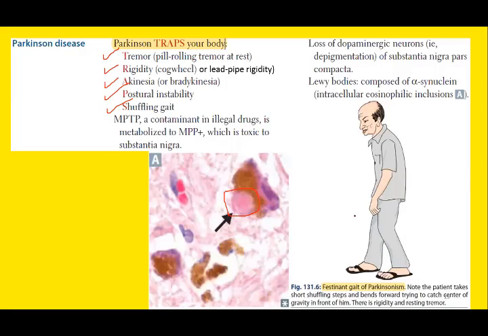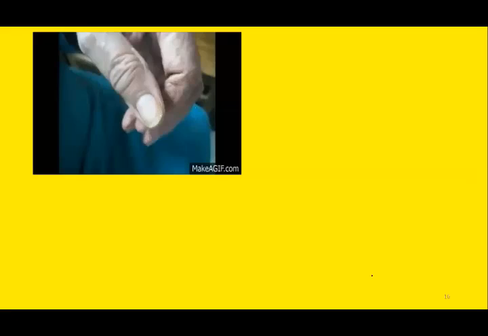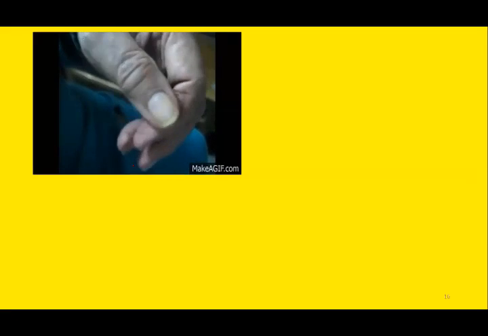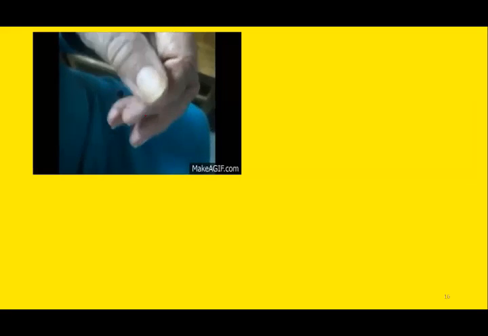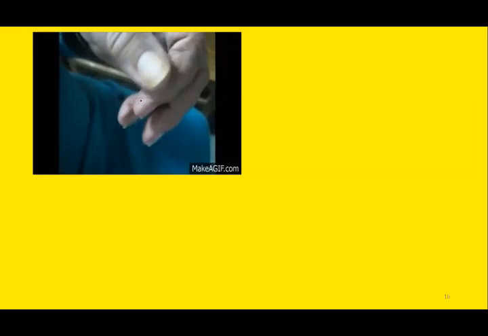And this is the depiction of festinating gait. The steps are short and unsteady. Here you can see pill rolling tremors. Can you see the movement of the thumb over the index finger? Just like you are rolling a pill with the help of your thumb and index finger. So such tremors are present even at resting state.